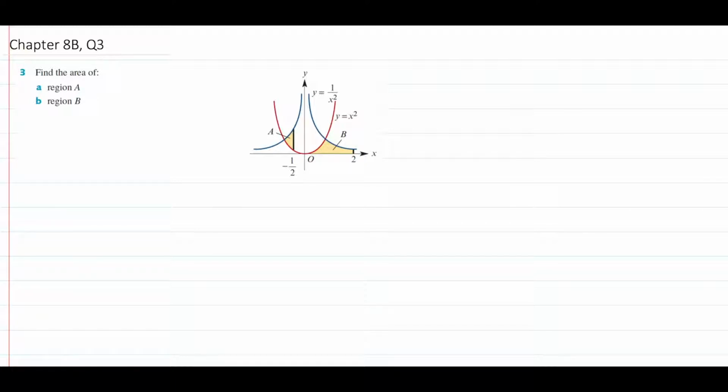Today we'll be going through chapter 8B, question 3. So this is your application of integration chapter, and we'll be finding areas between two curves. So let's get into the question.